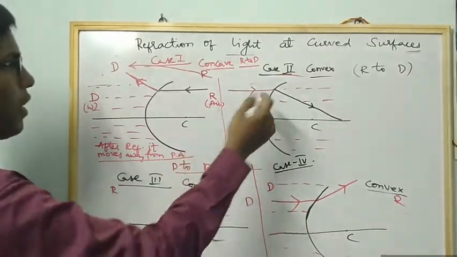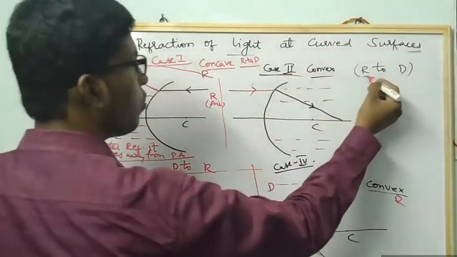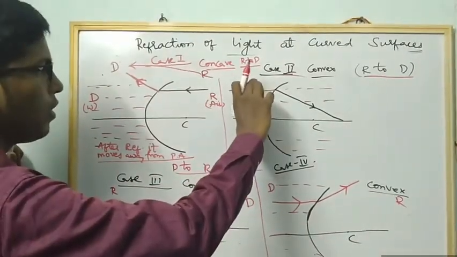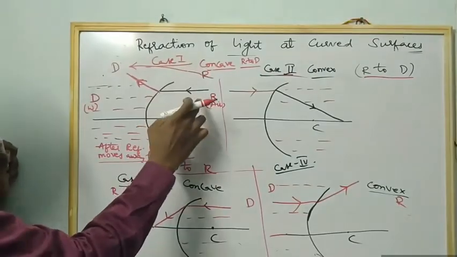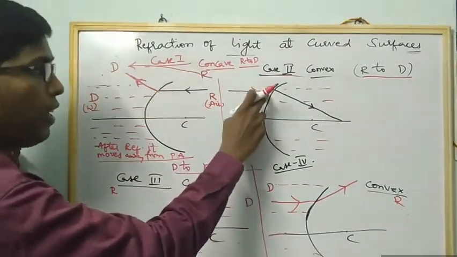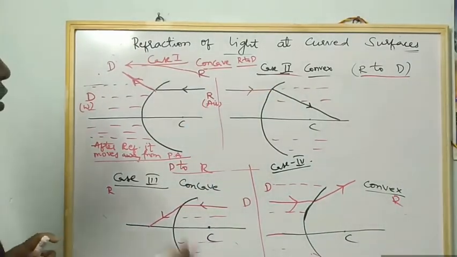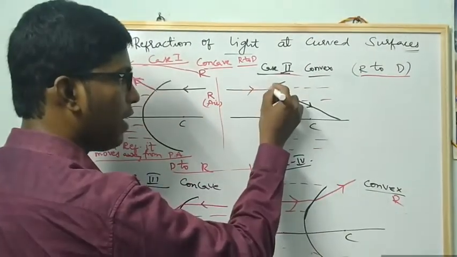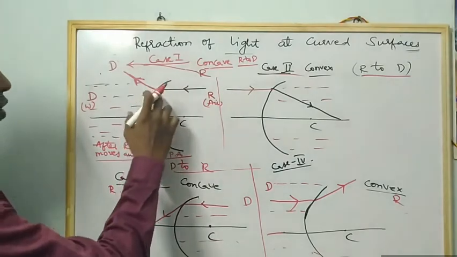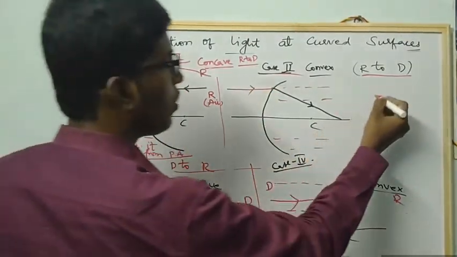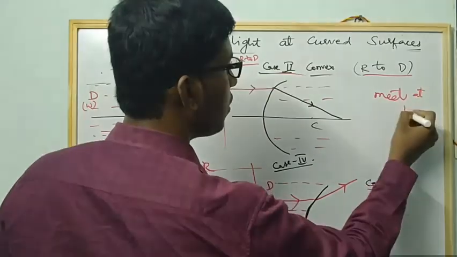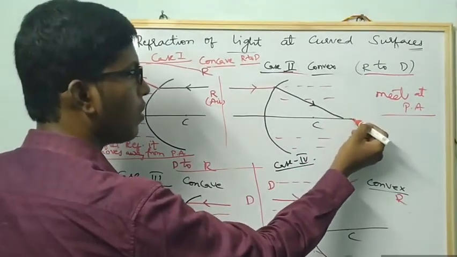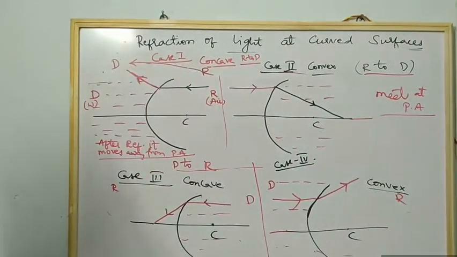Now come to this diagram. Second case, convex, I have considered here. Here also rarer to denser. Now the same light ray is traveling from rarer to denser, but there it strikes the concave, and here it strikes the convex surface. That is the difference. So when the light ray travels parallel to principal axis from rarer to denser and strikes the convex surface, for concave it moves away, for convex it meets at the principal axis. So the light ray is converging, meeting the principal axis after refraction.